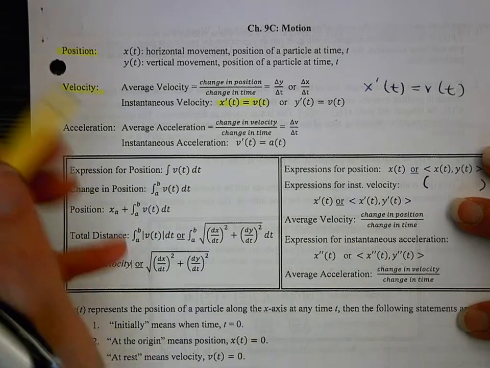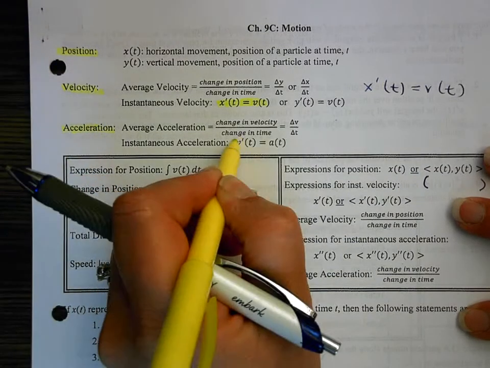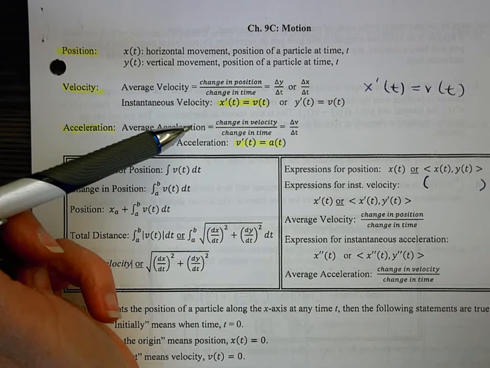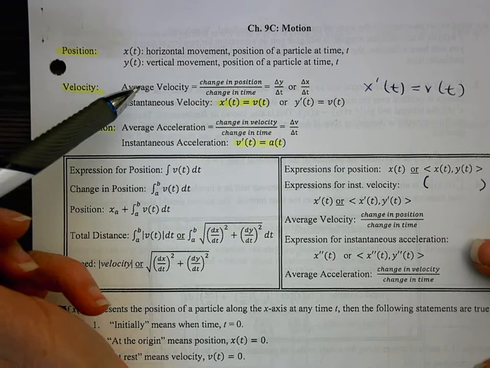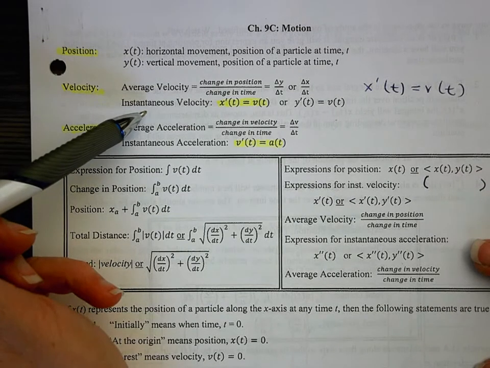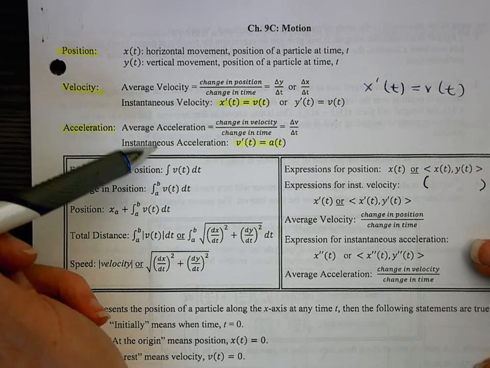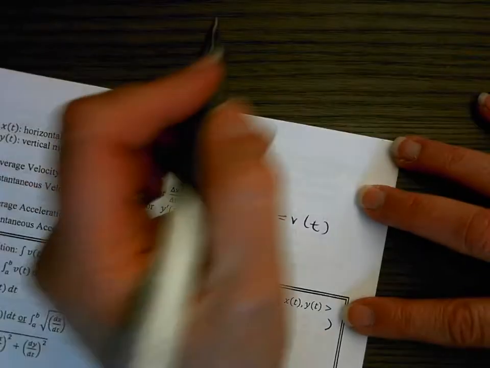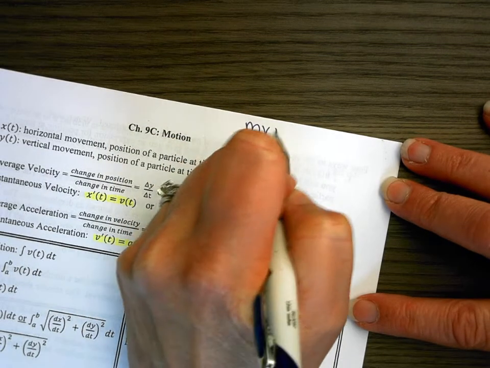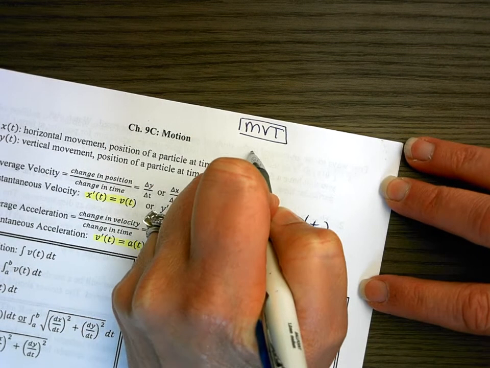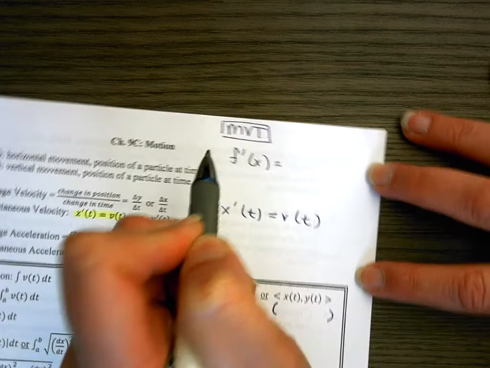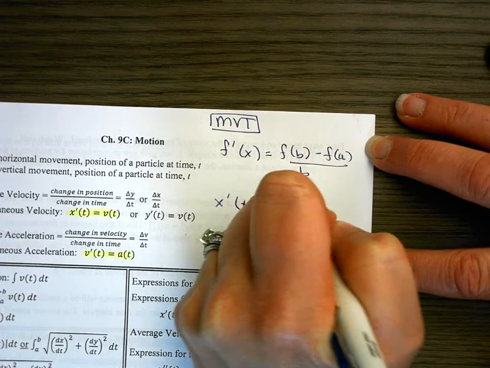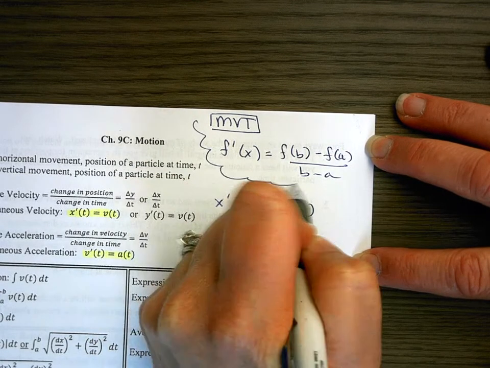Acceleration is when we take the derivative of velocity, and that would give us our acceleration equation. And then back in our chapter 3 days, with the mean value theorem, we asked when does average velocity equal instantaneous velocity, or average acceleration equal instantaneous acceleration. Just as a reminder, I'm going to write that up here. The mean value theorem, from chapter 3, says f prime of x is equal to f of b minus f of a over b minus a.